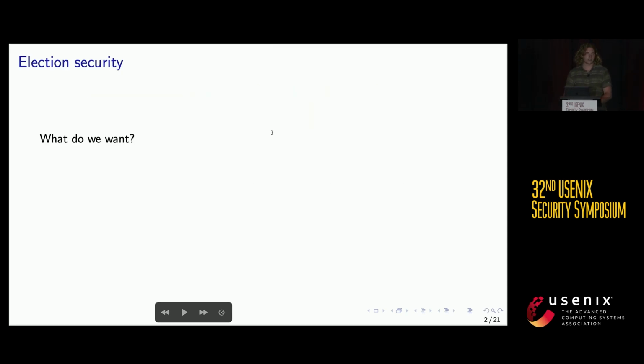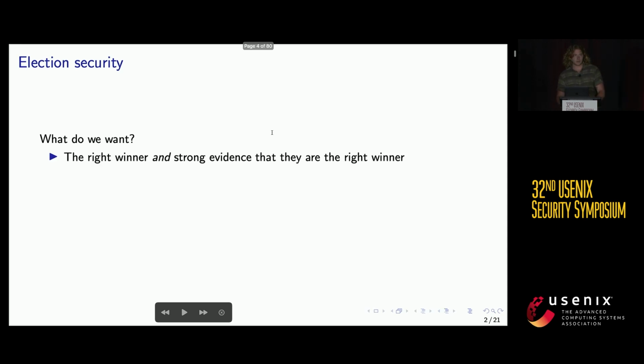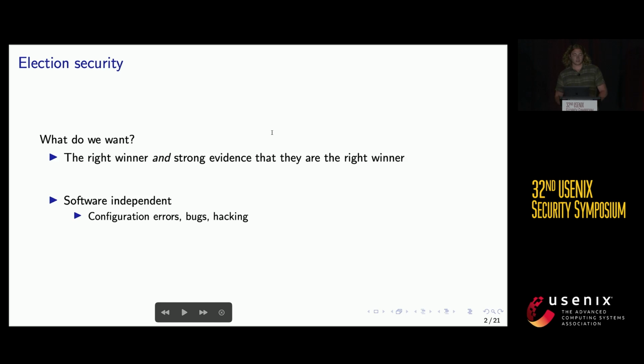So what do we want in election security? The most obvious answer to this is that we want the right winner, but a better answer is that we want the right winner and strong evidence that they are in fact the right winner. And in particular, we would like the system to be software independent. So we don't want undetected changes to software, as we just saw in the previous talk, to create undetected changes in the outcome, whether it's due to configuration errors, bugs, or hacking.